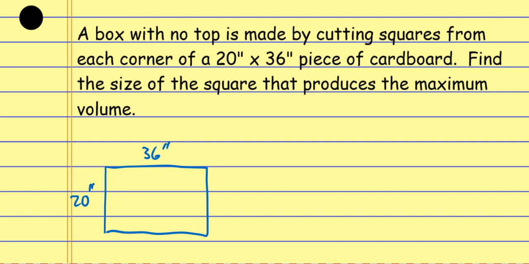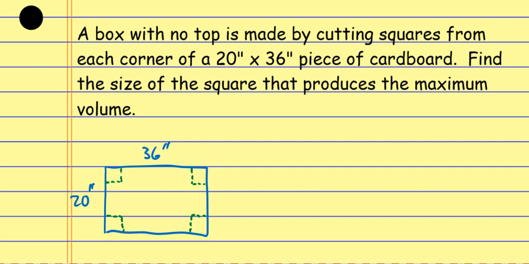And what I want to do is cut the corners. I'm going to cut a square out of each corner, and I want to cut all of those squares the same size. Then I'm going to fold up the tabs that are left to create a box with no top. The idea here is I'm cutting away at this corner, and I'm going to do the same thing to each of these corners. I want to cut the same size square from each corner.